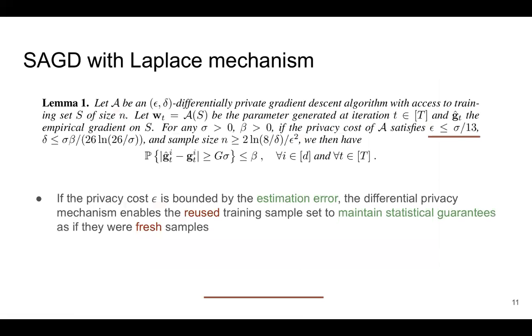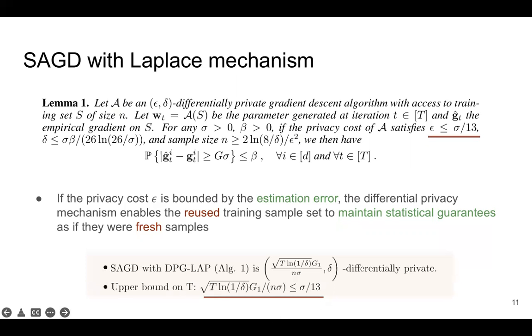To analyze the convergence of this algorithm, as I mentioned before, we consider the L2 norm of the population gradient, because we want a generalization bound. So we need to show that the empirical gradient approximates the population gradient with high probability, and that means bounding the error.